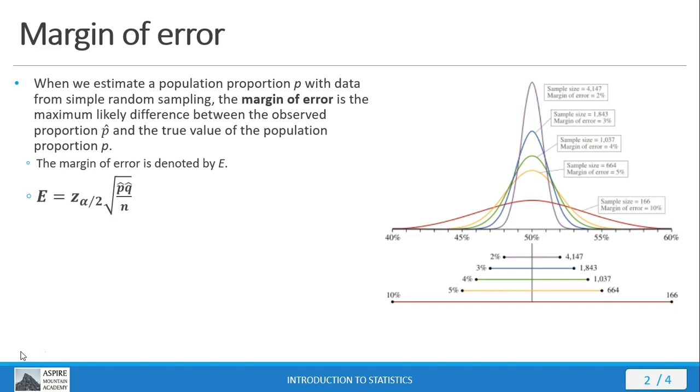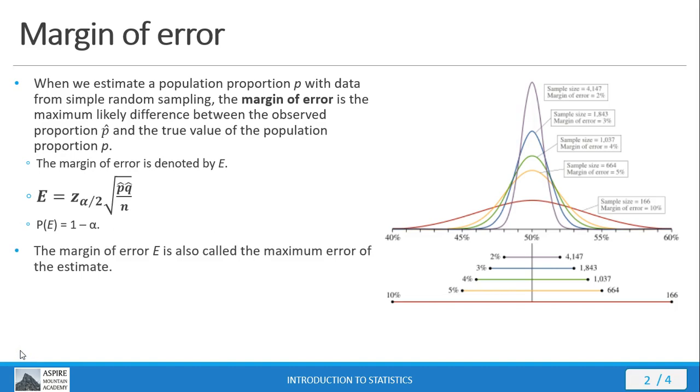And the equation that we use to calculate the margin of error is, as you see here, we take our Z alpha over 2 critical value Z-score, and we multiply it by the square root of P hat Q hat divided by N. Now the probability that we're going to have a margin of error is 1 minus alpha, which, as you may recall, is the same as our confidence level.